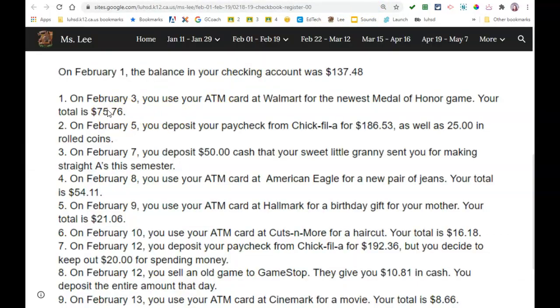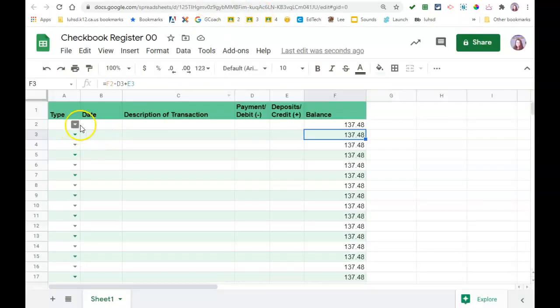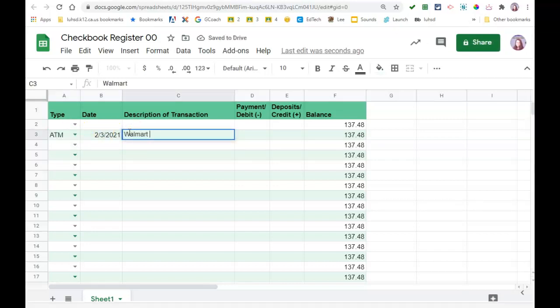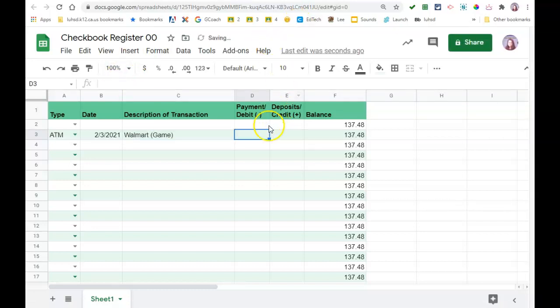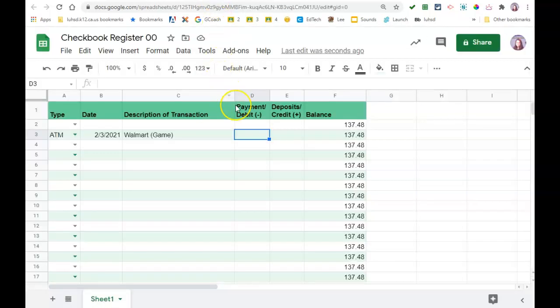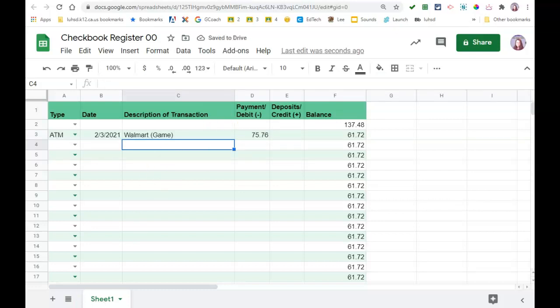On February 3rd, you used your ATM card at Walmart for the newest Medal of Honor game. Your total is $75.76. So on February 3rd, I'm going to go to the next line, and the date was February 3rd, and I used my ATM at Walmart, and I'm going to put game just so I don't forget what it was for. And I did take money out of my account, so that's a debit, and it was for the total of $75.76. Pause the video and do that transaction.